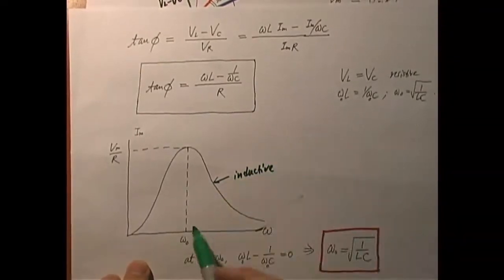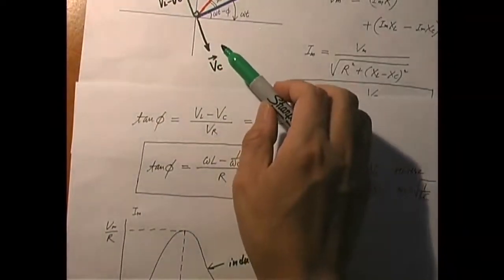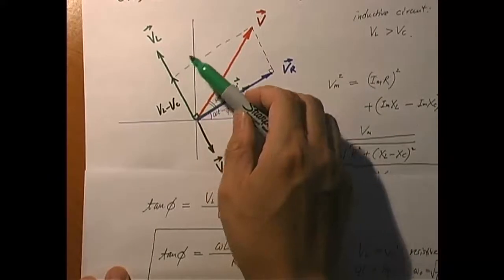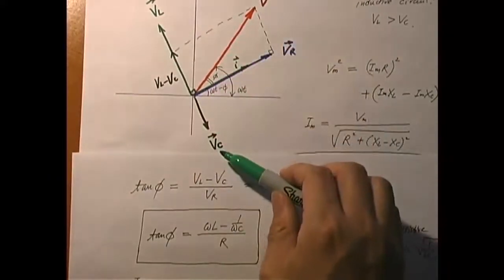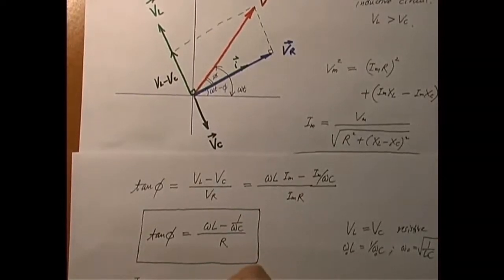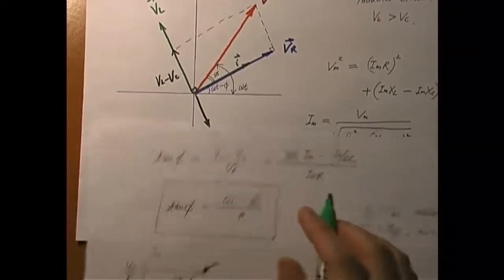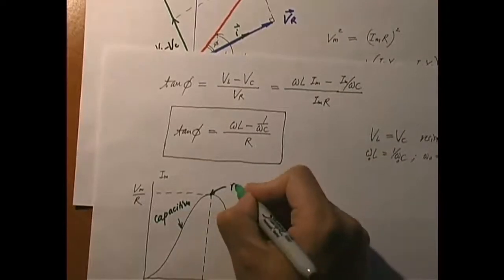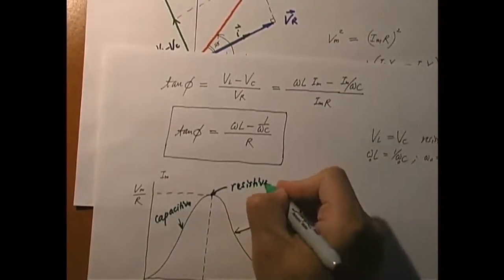On the other hand, if the frequency drops below omega naught, then you'll find that VC is now greater in magnitude than VL. And so the capacitor is more important than the inductor. What do we call it? We naturally call it capacitive. It's a capacitive circuit. And right in the middle, between the two cases, we have a resistive circuit, or purely resistive circuit.